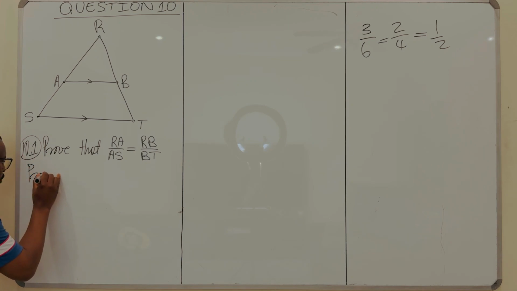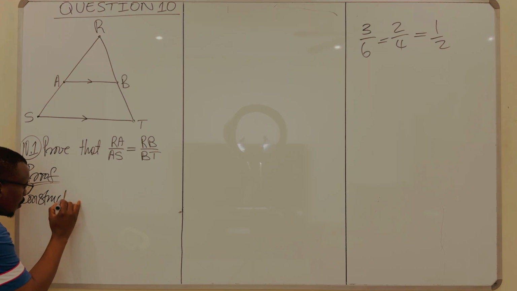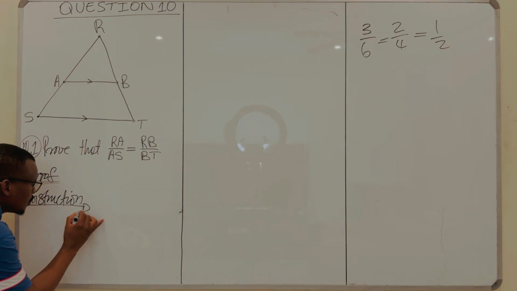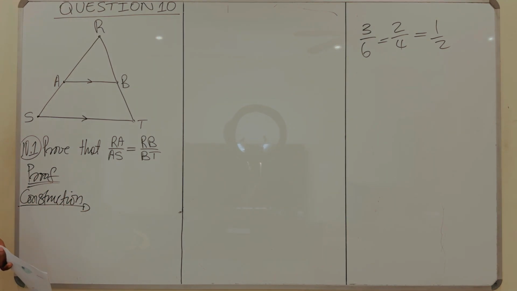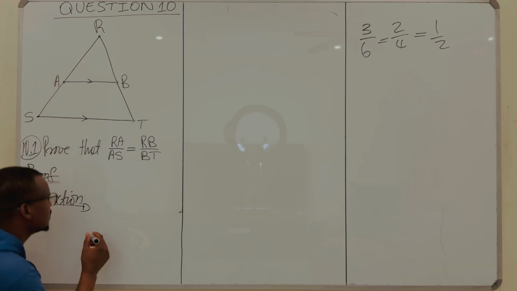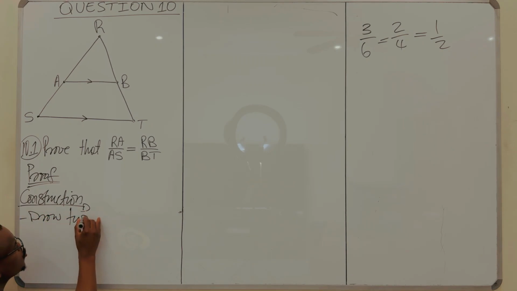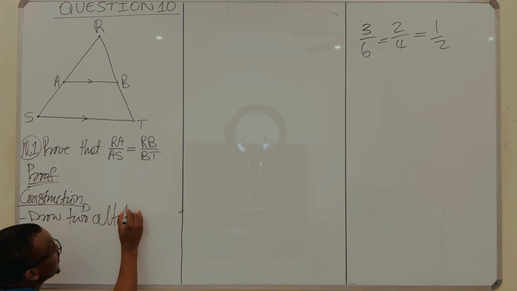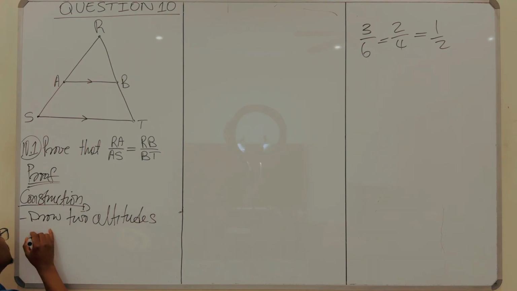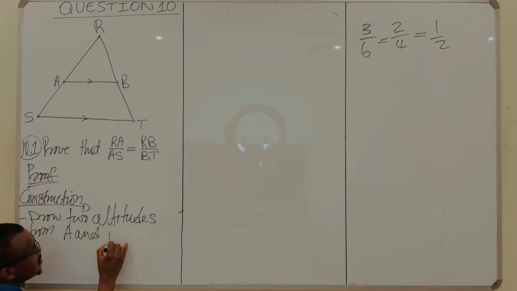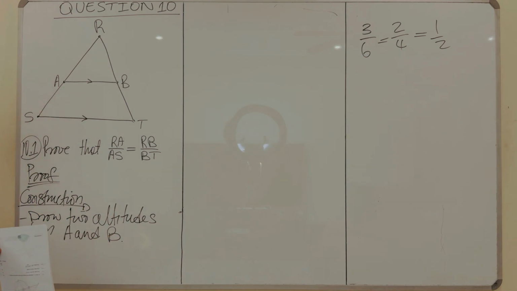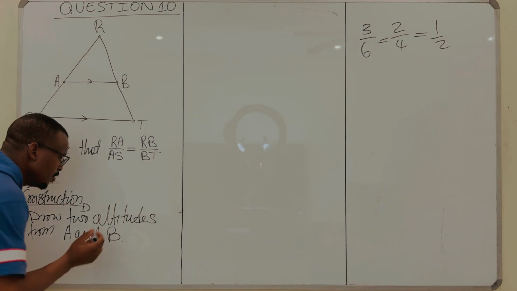Let's say proof, right? Under our proof, we'll need to construct a few things. We'll need to do a few constructions. So, what do we do? The first thing that we will do, let's draw two altitudes, right, from A and B. So we're going to draw two altitudes from A and B.